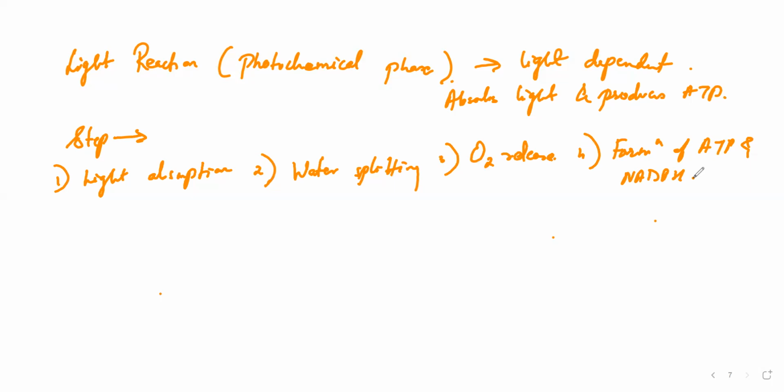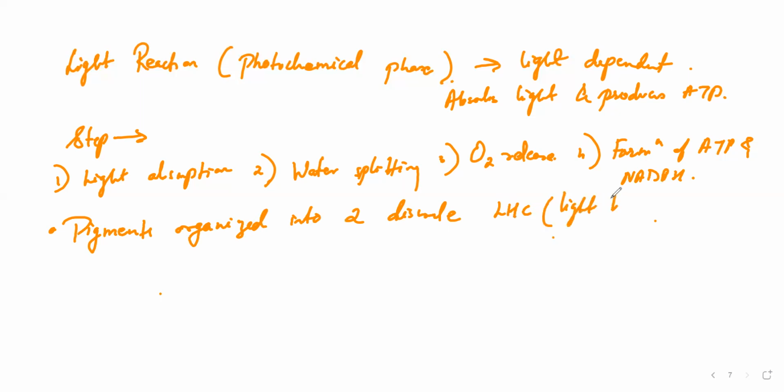So actually what happens over here? First is the light absorption spectrum. Here the pigments get organized into 2 discrete LHC. Now what is this LHC? Light harvesting complex. So in this first step, whatever pigments are there get organized into two discrete LHC, nothing but the light harvesting complex.